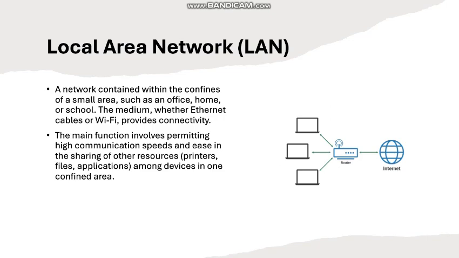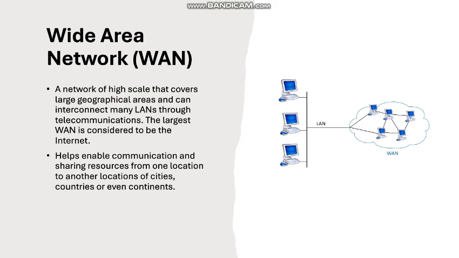Second one is the local area network, LAN, a network contained within the confines of a small area such as an office, home or school. The medium, whether Ethernet cables or Wi-Fi, provides connectivity. Third one is the wide area network, WAN, a large-scale network that covers large geographical areas and can interconnect many LANs through telecommunication. The largest WAN is considered to be the internet.